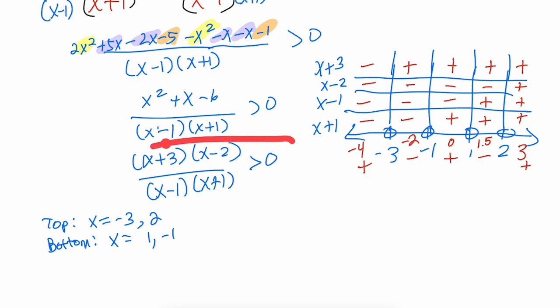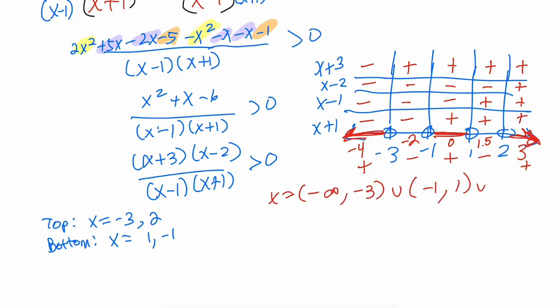Now let's go back and look at our simplified version. Remember, greater than means positive. So let's go on our graph paper number line plus minus chart, and let's color in the regions that are greater than 0, the regions that are positive. There's one, there's one, and there's one. So if we put it in interval notation, it would be from negative infinity to negative 3, from negative 1 to 1, from 2 to infinity. Now that's the interval notation.